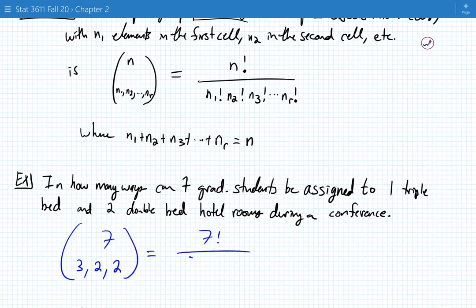7 factorial over 3 factorial, 2 factorial, 2 factorial. Working on the arithmetic, run that through a calculator, we should get 210.